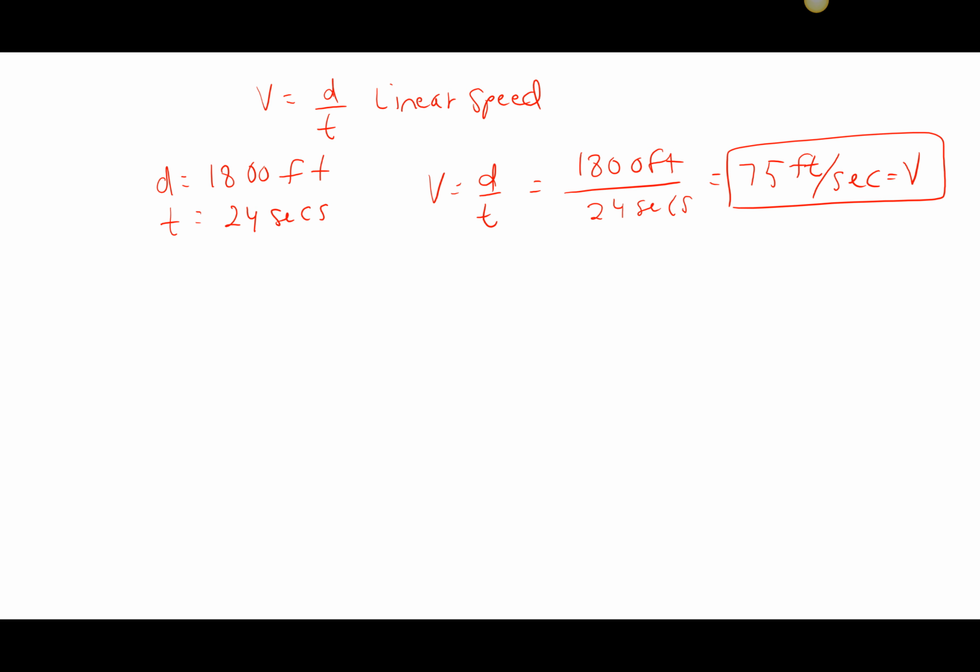When an object moves along a circular arc for distance s in time, it goes through an angle a radius, and its average angular speed is defined as this. Angular speed is a over t. This is angular speed. That was linear speed, and this is angular speed. So let's look at that.